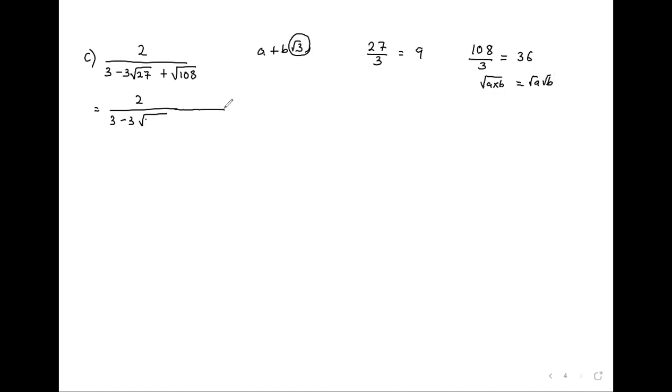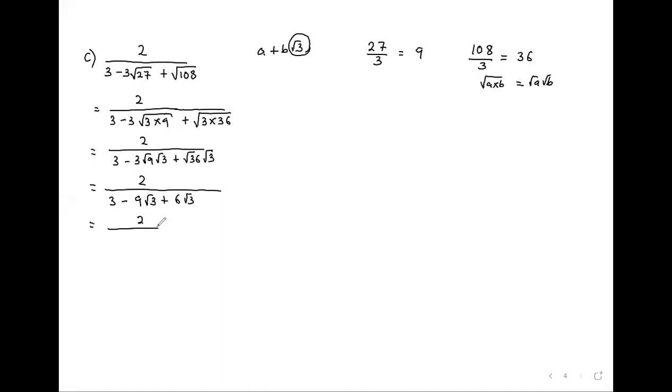27 can be written as 3 times 9 plus 108 can be written as 3 times 36. And then we split. We have 3 minus 3 root 9 root 3 plus root 36 root 3. Root 9 is 3, 3 times 3 is 9. Root 36 is 6 root 3.